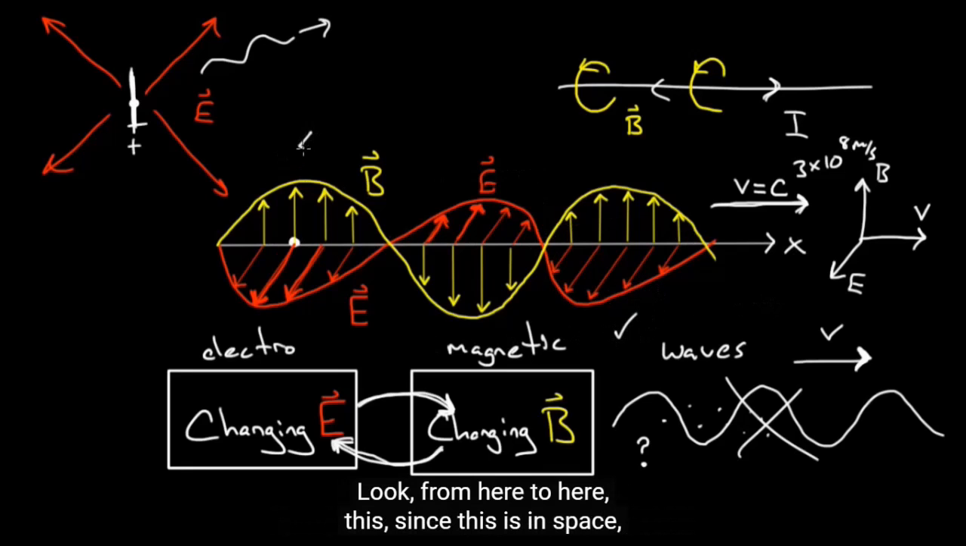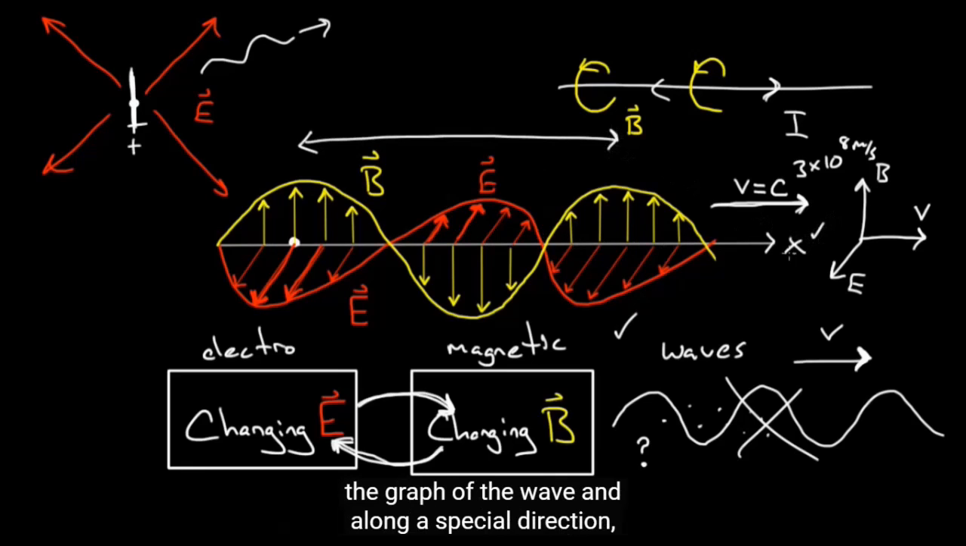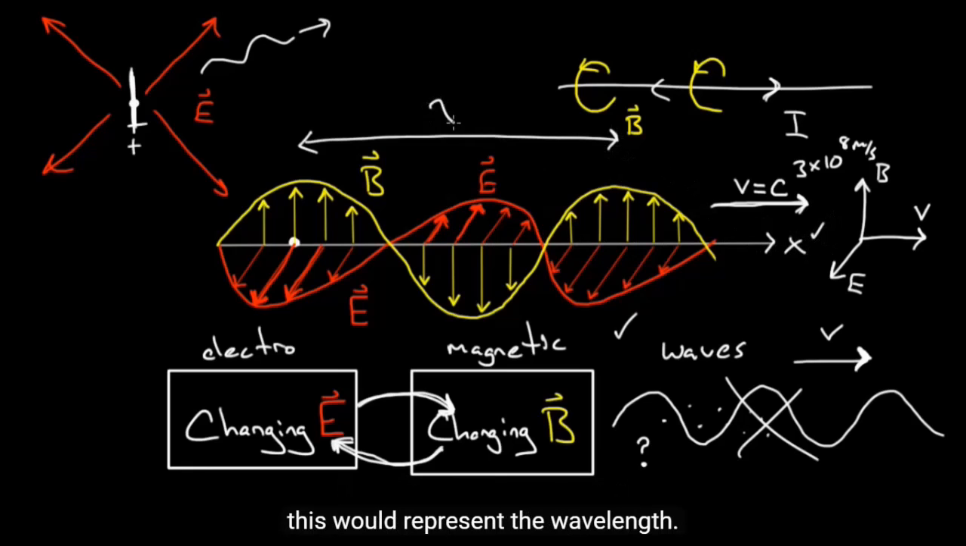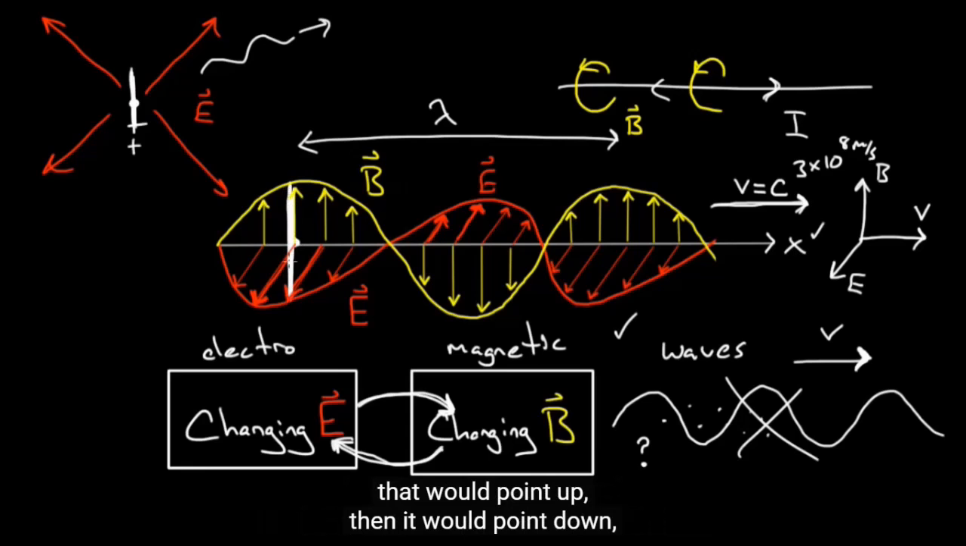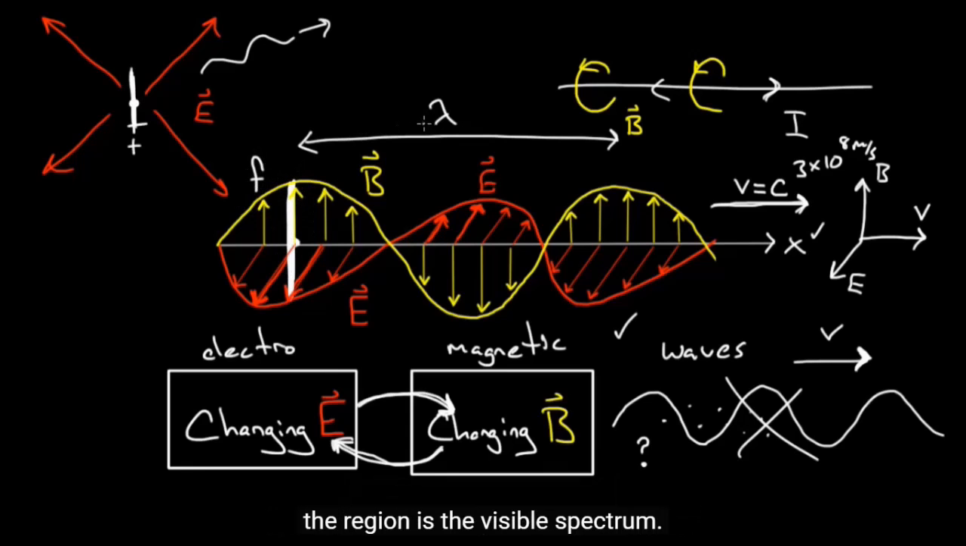Look, from here to here. Since this is in space, a graph of the wave along a spatial direction, this would represent the wavelength. These waves could have any particular wavelength and any particular frequency. The frequency would be the rate at which these change. So if you'd watch this in time, this point in space would have a magnetic field that would point up, then it would point down, then up, and then down, and the number of times per second that's happening would be the frequency. These waves could have any frequency, but for one special region, the region is the visible spectrum.